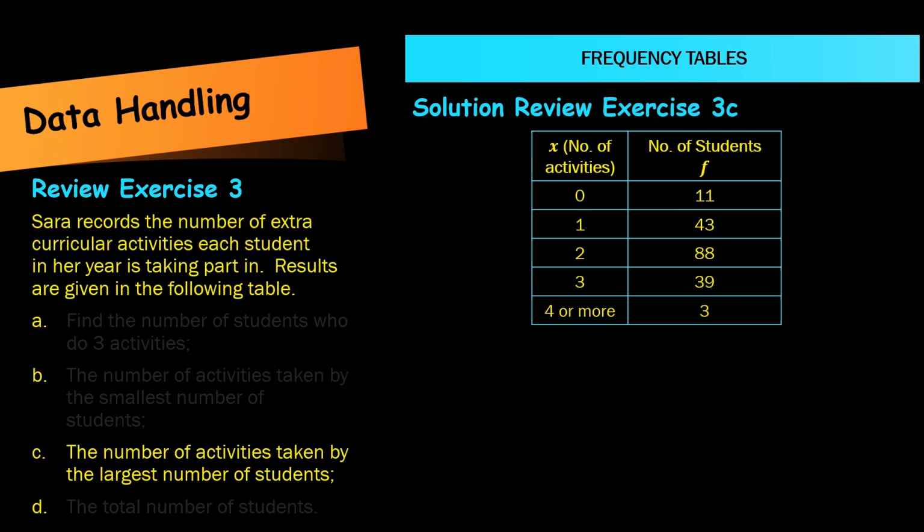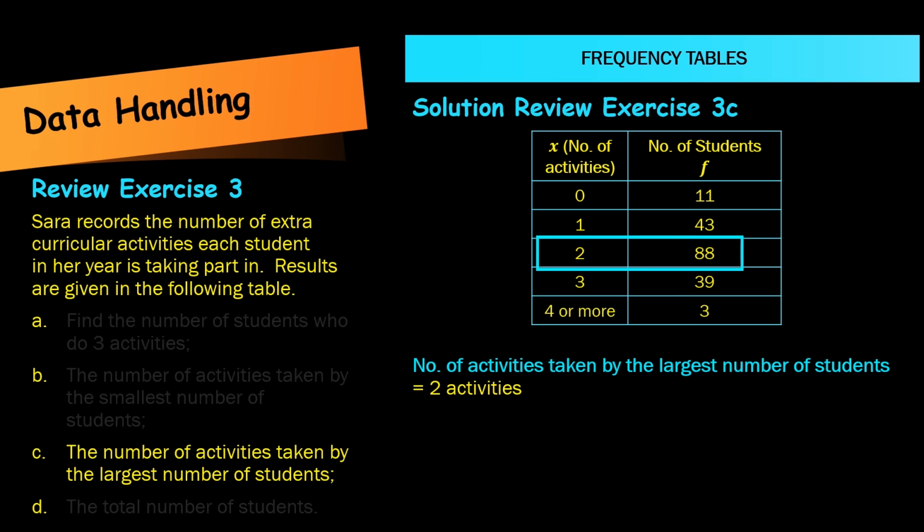And now for Part C. We are required to find the number of activities taken by the largest number of students. The largest number of students is 88. And therefore, the number of activities taken by the largest number of students is 2 activities.